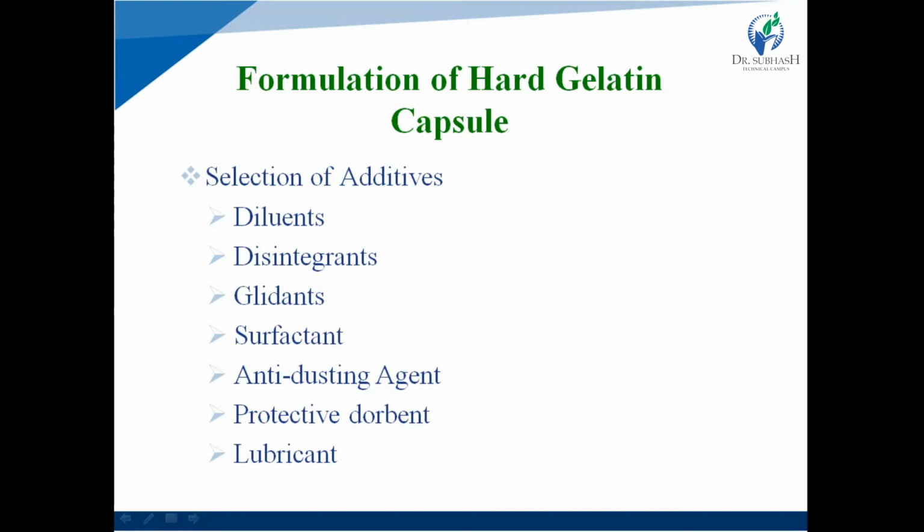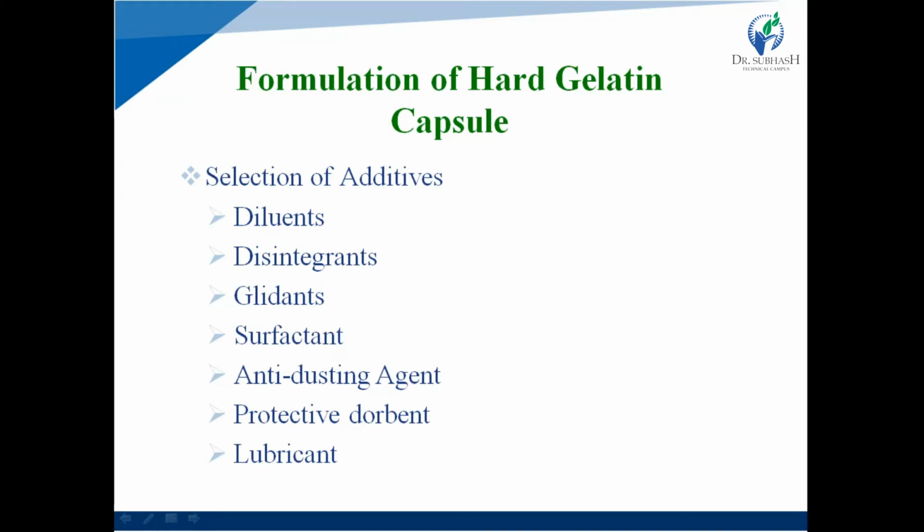Next one is glidant. They are also known as lubricants. They are used when the powdered drug is to be filled in a capsule shell by automatic machine. They help in enhancing flow property of powdered drug substances. Examples of glidant like calcium stearate, cornstarch, colloidal silica, talcum powder, magnesium stearate, etc.